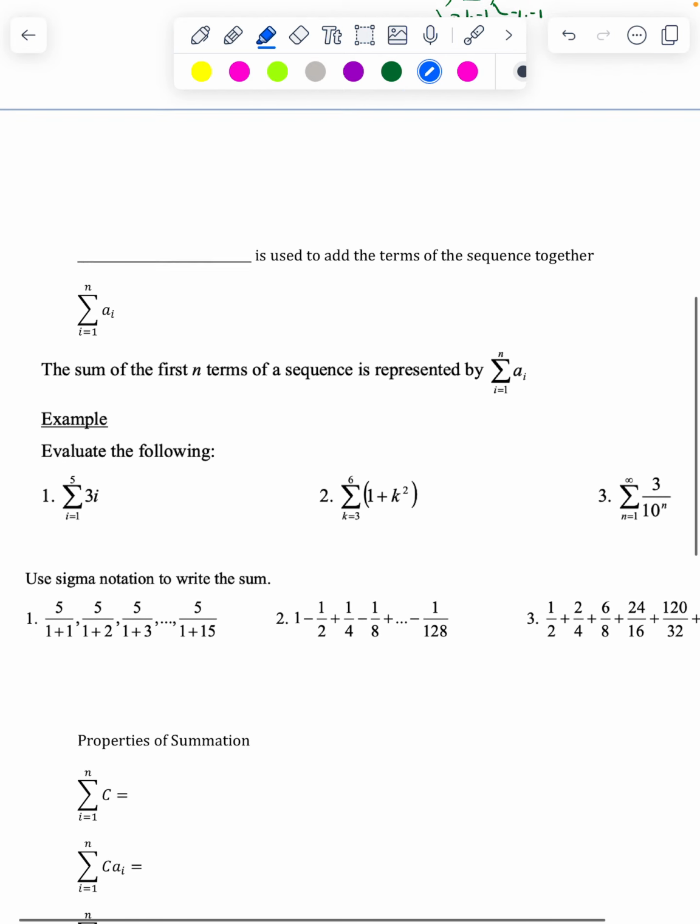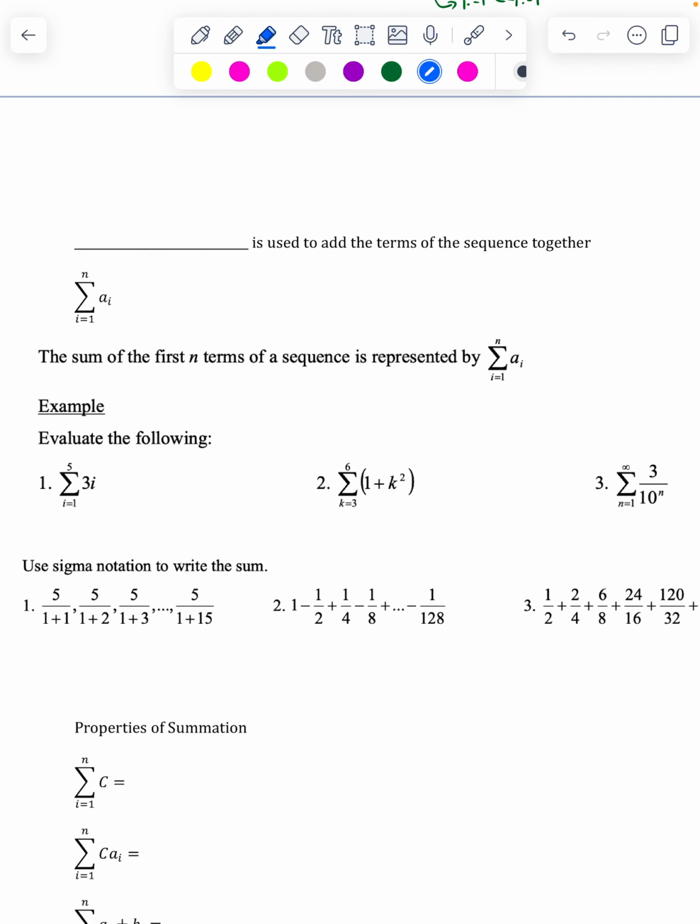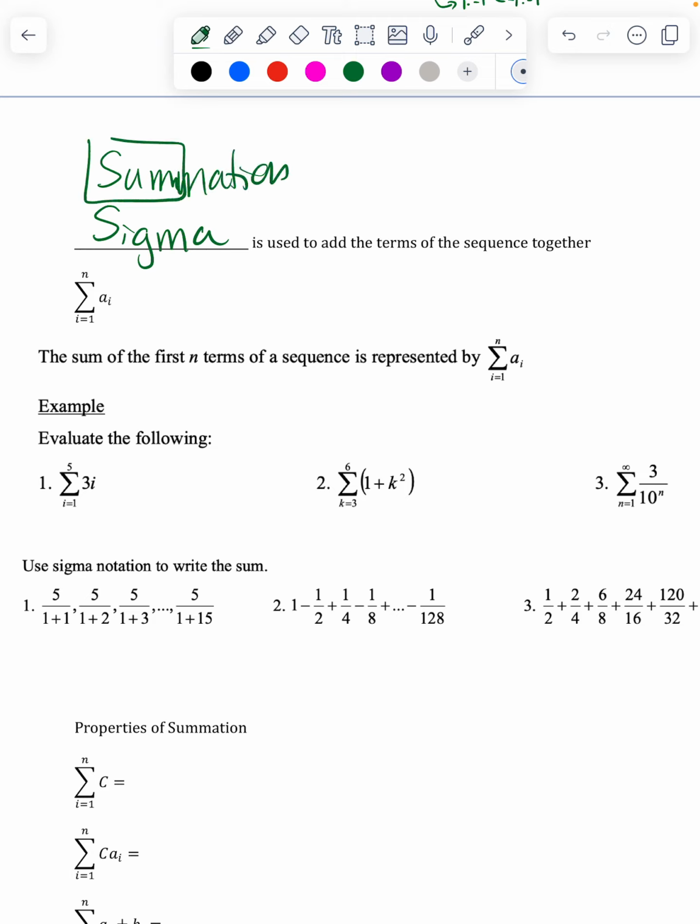Okay, so the other part of the notes is supposed to be summation. Summation is literally adding. So this is sigma, this symbol that you see, it's a Greek letter. We also call it the summation notation. The key is the sum. It's used to add the terms. So it's just like yesterday where you generate the terms, but then you add them together.